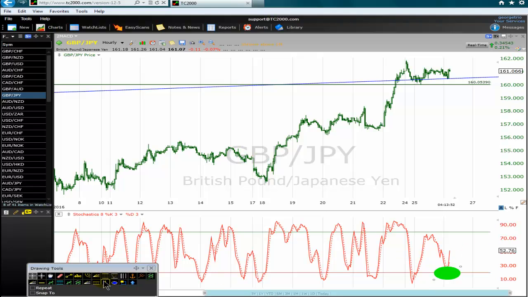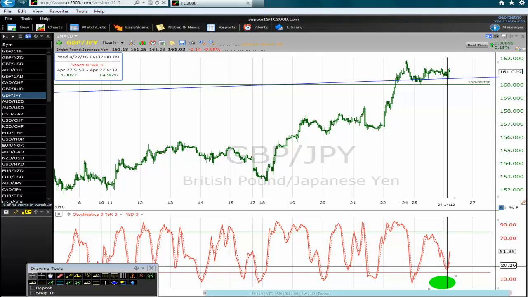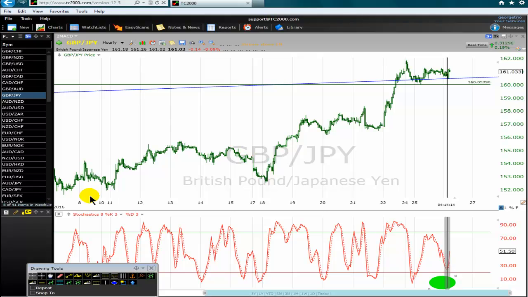What I'm going to do is place a vertical line at the point where the stochastic was oversold on the hourly chart. Here it is. If I place another vertical line here, you can see that the stochastic was oversold, yes or no? It went below 30, in the zone of the 30 level. It's oversold on the hourly chart. This is the stochastic 833.